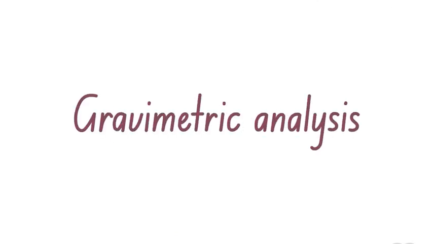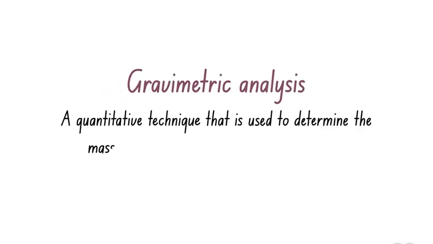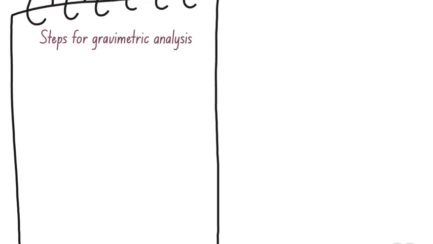If you recall from the previous lesson, gravimetric analysis is a quantitative technique that is used to determine the mass of one or more substances in a mixture. In general, it involves 4 main steps.